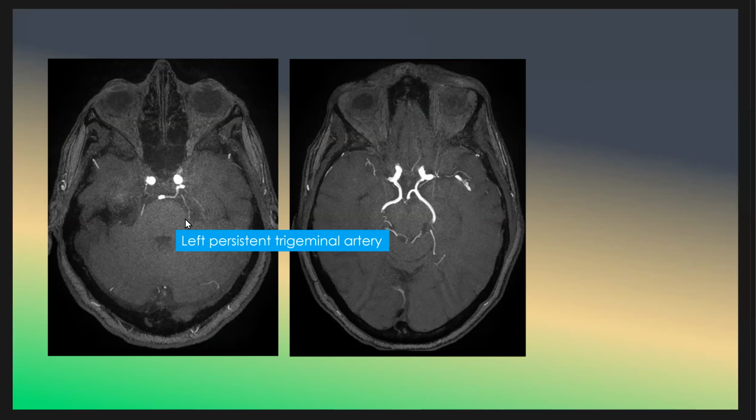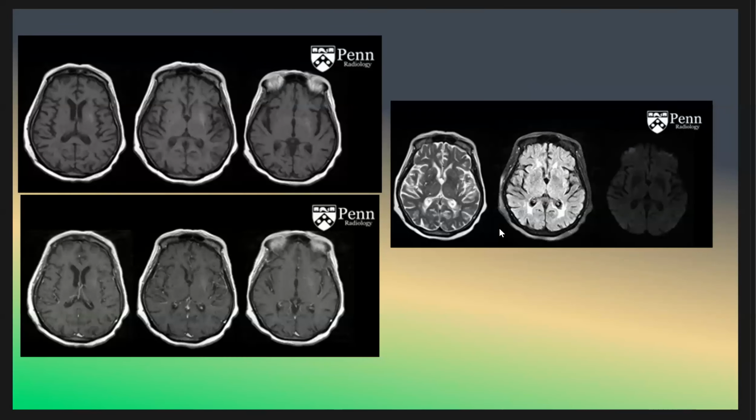In this patient, we have a persistent trigeminal artery and fetal origin of the posterior cerebral artery. This is a persistent trigeminal artery. You see it is arising from the carotid and goes to the basilar artery. And also we have a persistent fetal posterior cerebral artery. Okay, we move to the next case.